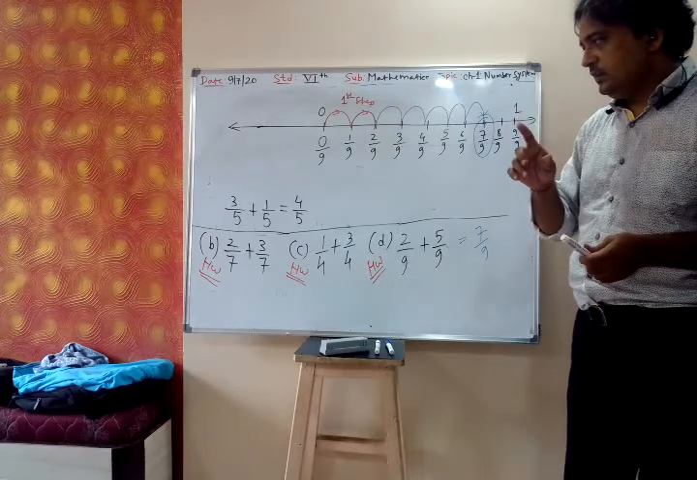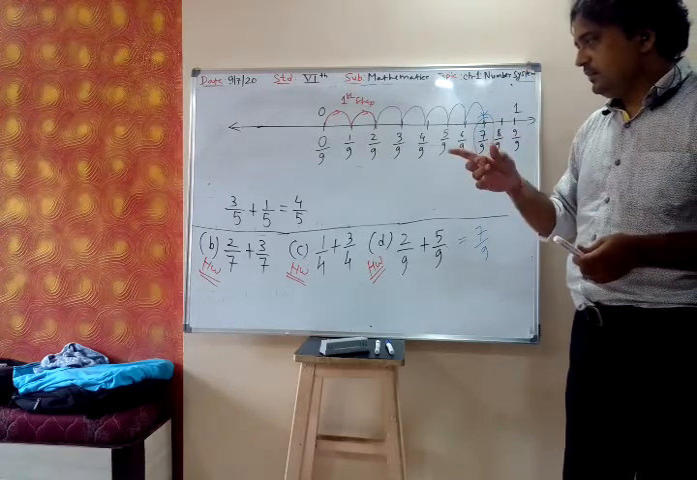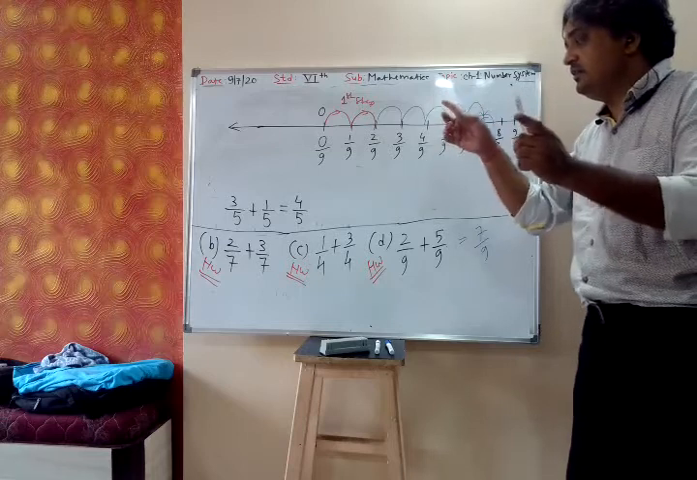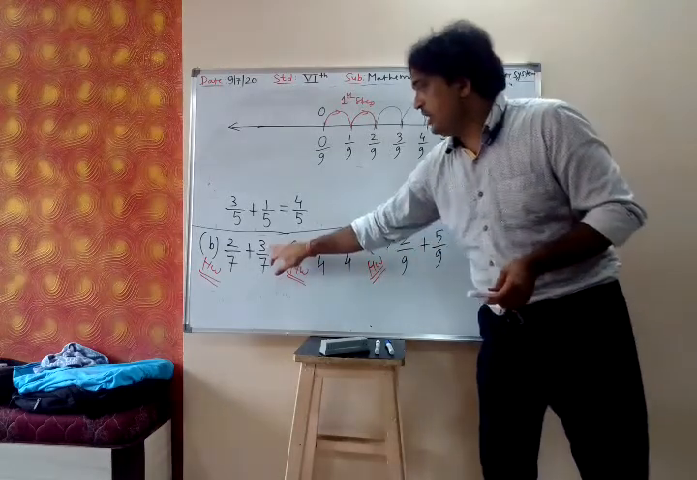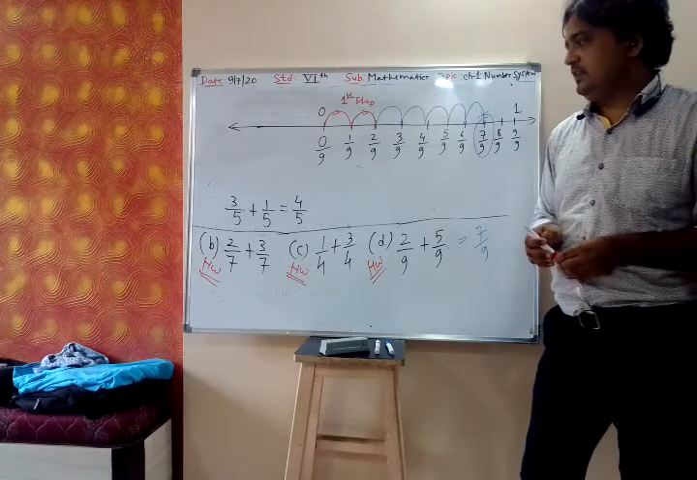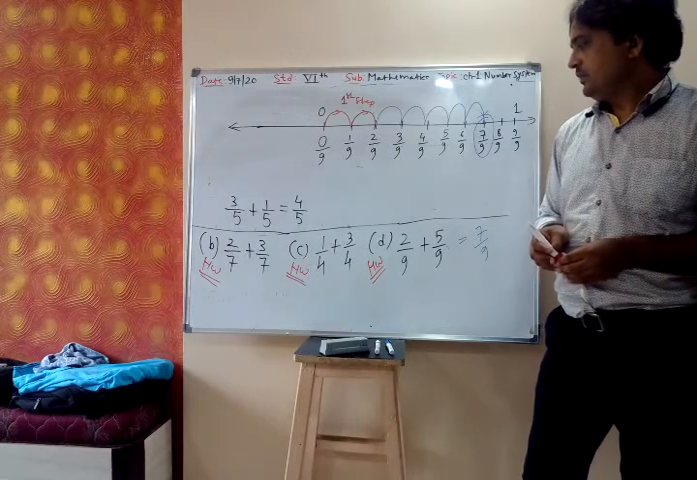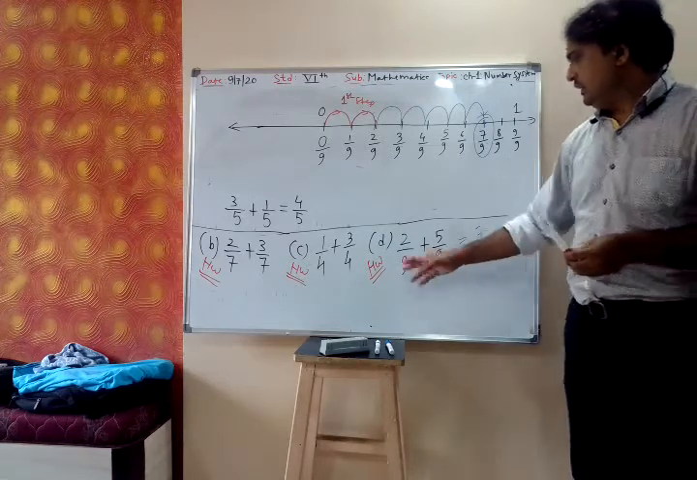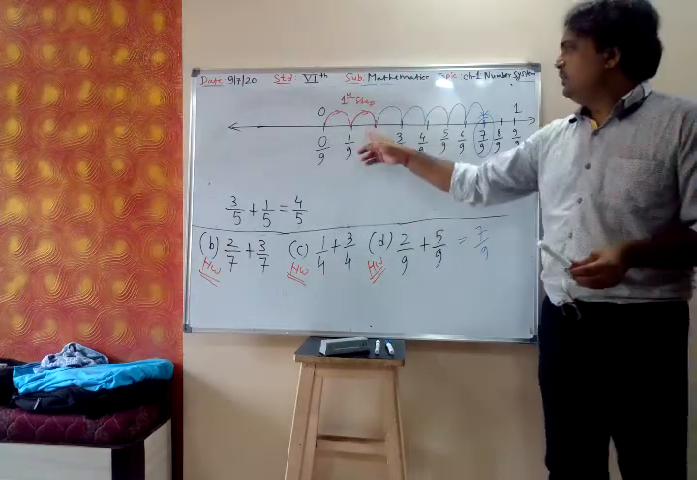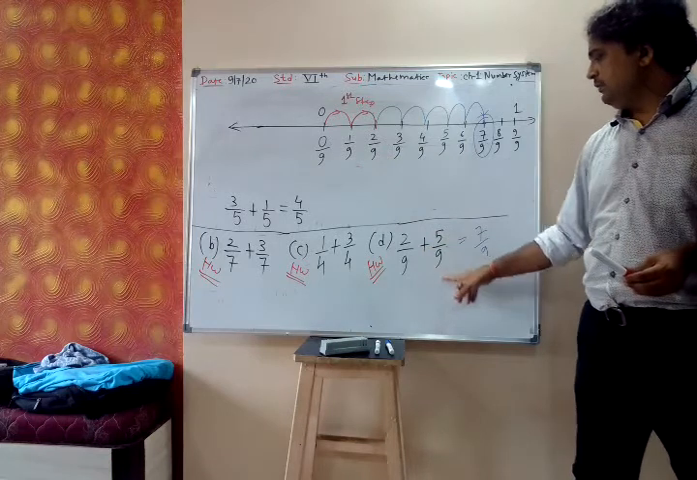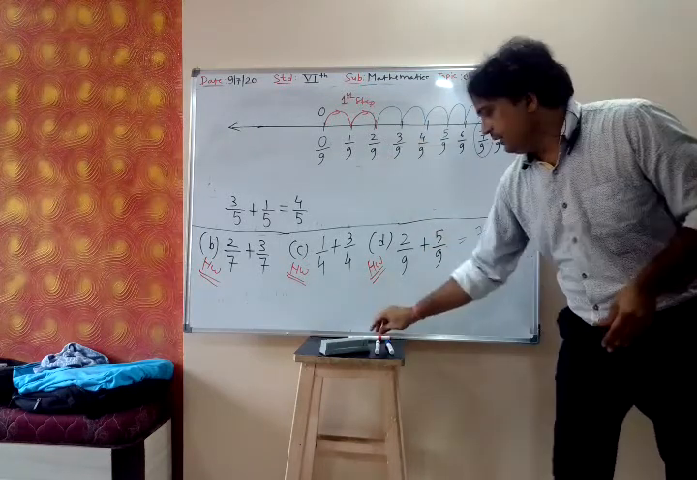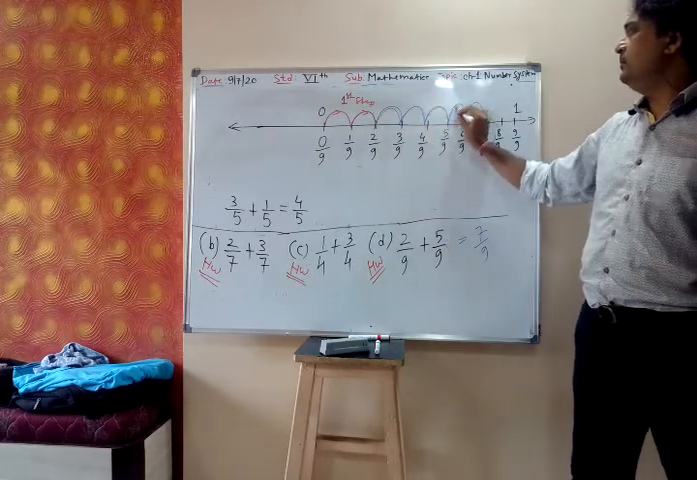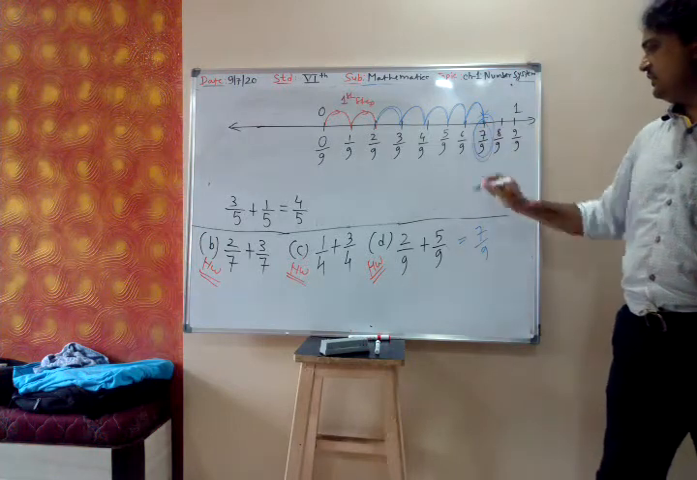Yes, very good. Then I will make 3 jumps. Not move 3 steps. I will make 3 jumps to the right. D is 7 upon 9. Just now I had explained. 2 upon 9, then to add 5 upon 9, I will make 5 jumps. 1 jump, 2 jump, 3 jump, 4 jump, 5 jump. 7 upon 9 is the answer.